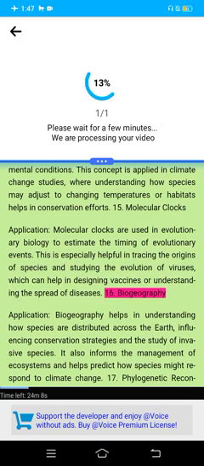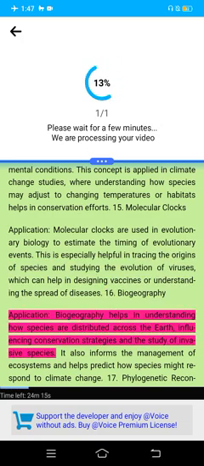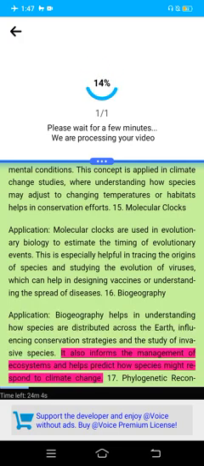16. Biogeography. Application. Biogeography helps in understanding how species are distributed across the Earth, influencing conservation strategies and the study of invasive species. It also informs the management of ecosystems and helps predict how species might respond to climate change.